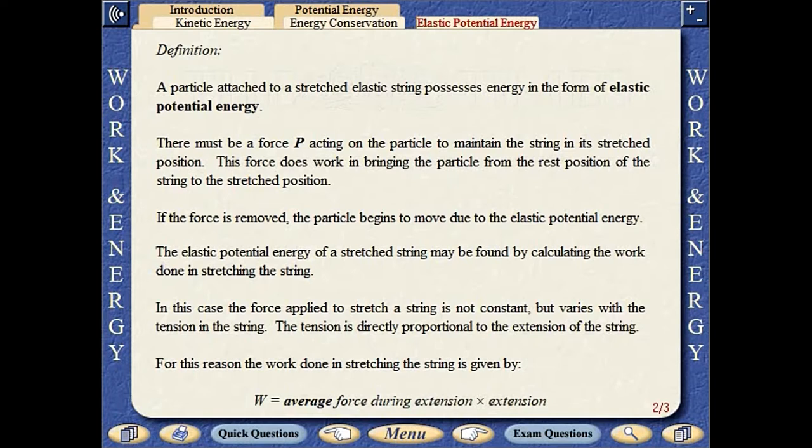The elastic potential energy of a stretched string may be found by calculating the work done in stretching the string. In this case, the force applied to stretch a string is not constant, but varies with the tension in the string. The tension is directly proportional to the extension of the string. The work done in stretching the string is equal to the average force multiplied by the extension.